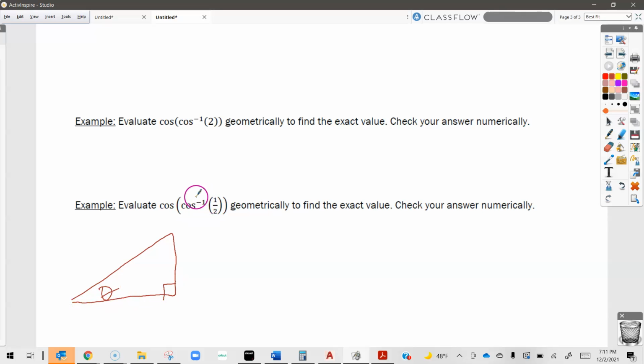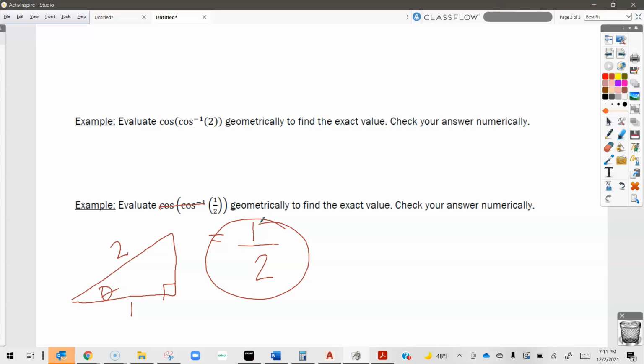The inside is explaining an angle where the adjacent over hypotenuse is 1/2. So this is asking us what's cosine's ratio there? Well, 1/2. So essentially when you have a trig function and you have an inverse of that same trig function inside of it, we know that they will cancel, undo one another, and you're left with 1/2.